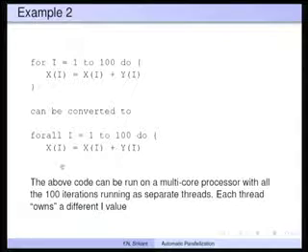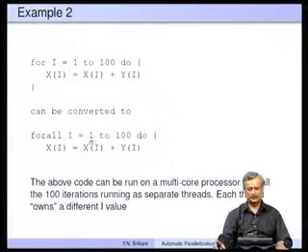Each thread actually owns a different i value. So, for i equal to 1 there is a thread, for i equal to 2 there is another thread, and so on, and each thread is responsible for executing one of the iterations. So, x[i] = x[i] + y[i]. Since the i values are all different, each thread reads and writes a different x location and y location. So, that is how it is run on a multi-core processor.